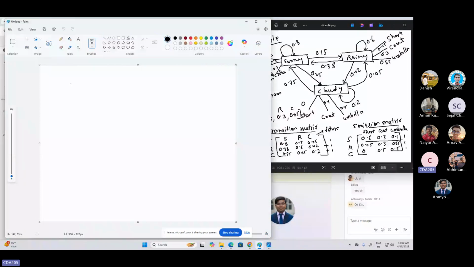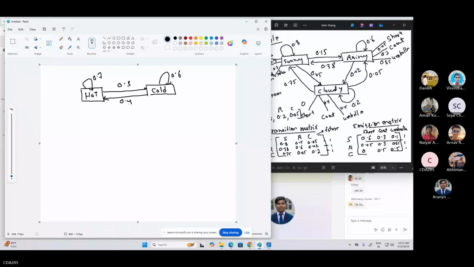I am giving one problem. It is hot. It is cold. Now, hot to hot, it is 0.7. Cold to cold, it is 0.6. From hot to cold, it is 0.3. And from cold to hot, it is 0.4.